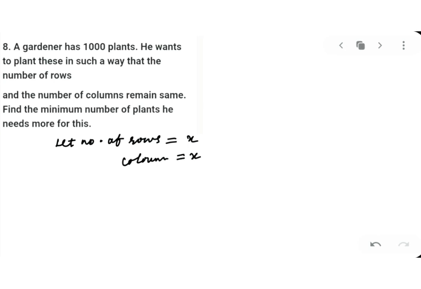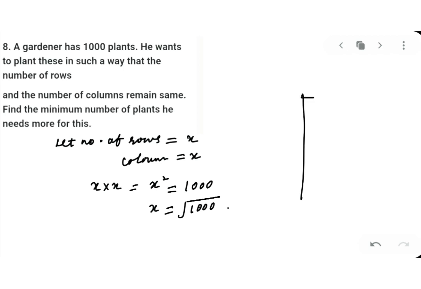And when we multiply the total number of rows and columns, that will be x into x, that is x square. And naturally you are putting your plants in rows and columns, that means your total number of plants, that is x square, is given as 1,000. Now you have to find what x will be. That will be the root of 1,000. So now you have to find the square root of 1,000. Let's go by the division method.